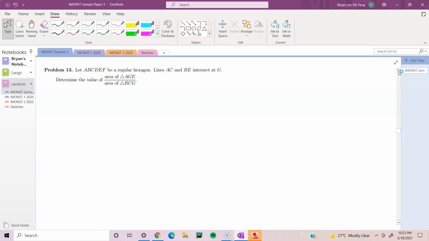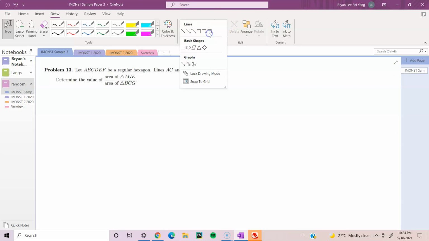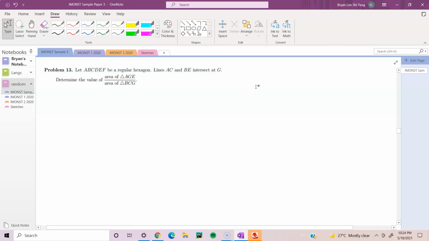So we have problem 13 here, and problem 8 for seniors. Let A, B, C, D, E, F be a regular hexagon. Then lines AC and BE intersect at G. There is no hexagon drawn, so I'll need to draw one myself. Let's draw one first to not make this so confusing. I'll draw something as close as possible to a regular hexagon, because drawing it perfectly is not really possible.